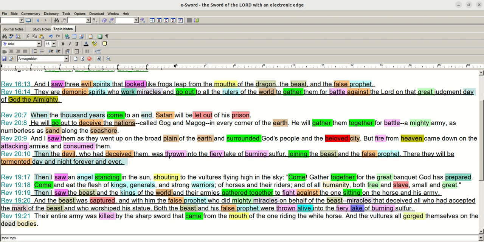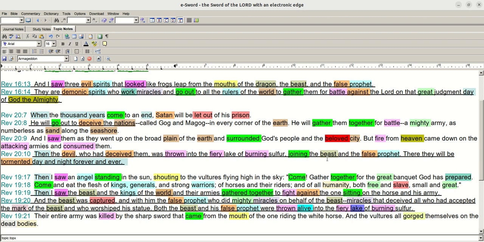Then the devil who had deceived them was thrown into the fiery lake of burning sulfur, joining the beast and the false prophet. There they will be tormented day and night forever and ever. Now, after the first battle, the beast and the false prophet were thrown into the lake of fire, and Satan was thrown into the bottomless pit for 1,000 years. After that 1,000 years, Satan comes out, gathers his own army, and that's where Satan is thrown into the same lake of fire, joining the beast and the false prophet. So we've got to understand there's two separate battles.